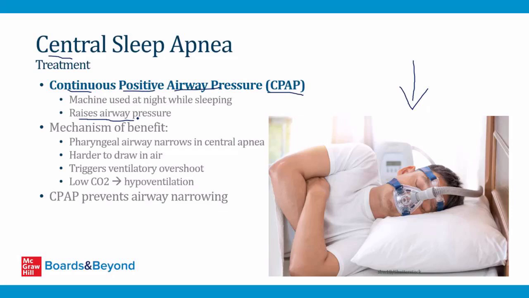So why does this benefit people with sleep apnea? Well, the mechanism behind the CPAP benefit is believed to come from the fact that there's pharyngeal airway narrowing in many patients who have central sleep apnea. This makes it harder for them to draw in air, and this triggers that ventilatory overshoot phenomenon we talked about earlier. And when you overventilate your lungs, that leads to low CO2 and hypoventilation, and that's what leads to these episodes of central sleep apnea. So the CPAP machine, by preventing this airway narrowing through high pressure air, prevents that from happening and limits the episodes of central sleep apnea, so the patient gets better sleep at night, feels more rested, and avoids those complications that we talked about in response to chronic sleep apnea.